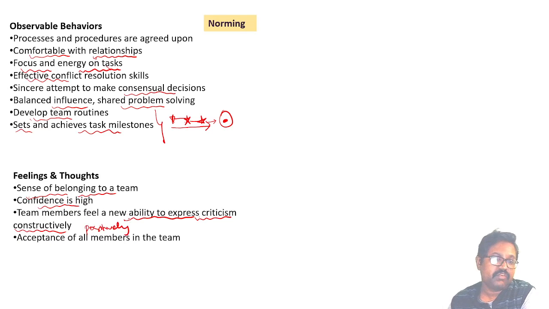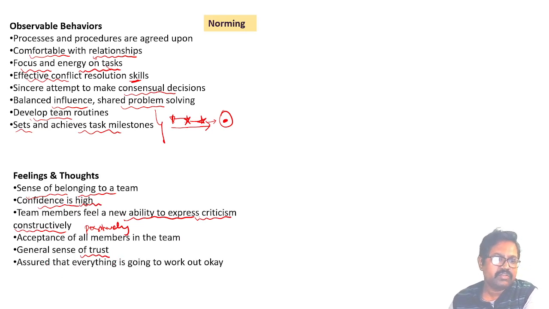and the acceptance of all members in the team. So each member is going to accept all the members in the team, and there is no question of conflicts at this stage. Even though conflicts arise, they develop a skill to resolve those conflicts very easily. And generally there is a sense of trust. So once there is a development of confidence among each of these members, there will be a sense of trust, and also assurance that everything is going to work out.